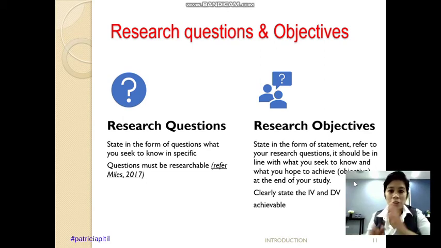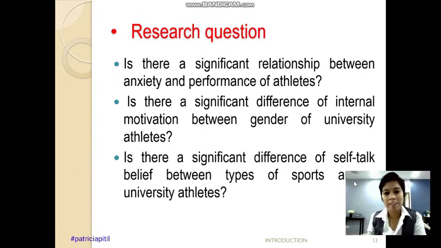It should be parallel. Okay, if the research question is in the form of a question, the research objective refers to that in the form of a statement. It should be in line with what you want to seek or to know and what you hope to achieve at the end of the study. So state clearly the IV and DV, and it should be achievable and measurable. Okay, I repeat once again, it should clearly state the IV and DV of your study, and it should be achievable and measurable. Right? So here is a sample of it.